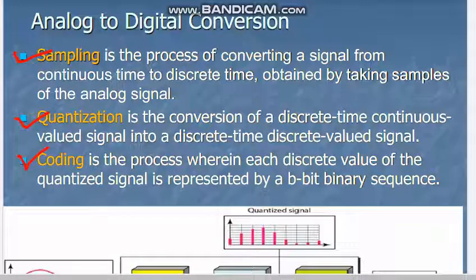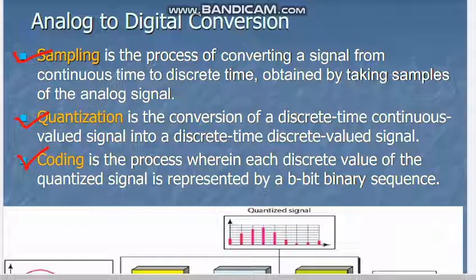So why are we studying this analog to digital conversion process? Because in digital signal processing, you have to process digital signals. Most of our natural signals are analog signals, just like our voice signals and audio signals. These natural signals are continuous signals, and they are also analog signals. So whenever you want to process a digital signal, you have to convert the analog signal to a digital signal, and for this you have to go through a process.